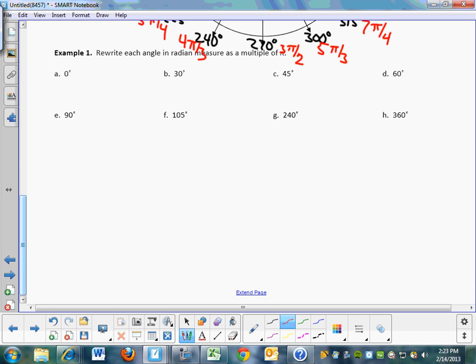Okay. Rewrite each angle in radian measure as a multiple of pi. You guys know how to do this. We did them all. Let's try a little bit more difficult one. 105. It's not up there. What do I do? 105 times pi over 180. 105 and 180. What do I divide them both by? 5. 5 would be fine. So 21 pi over 36.